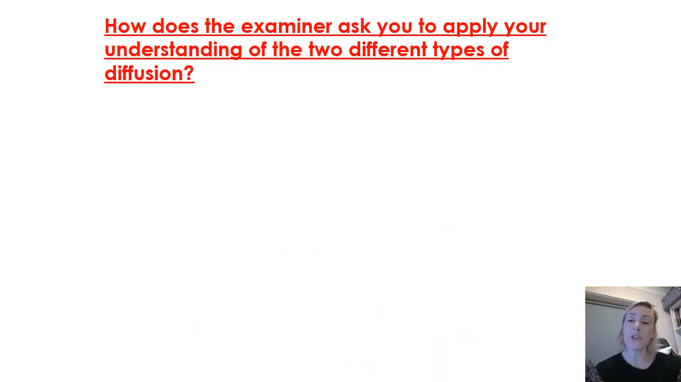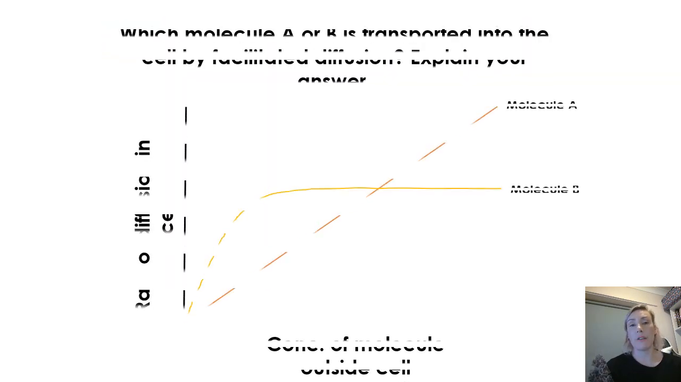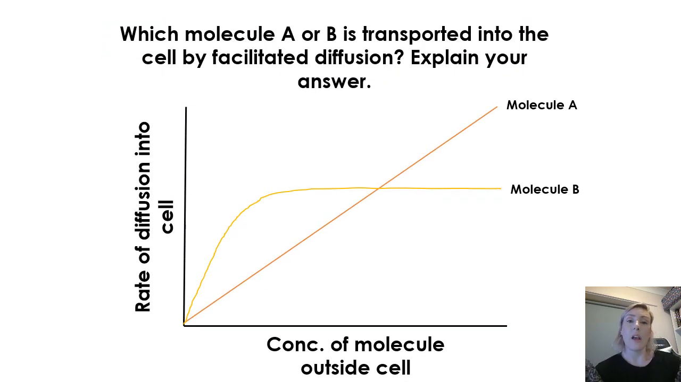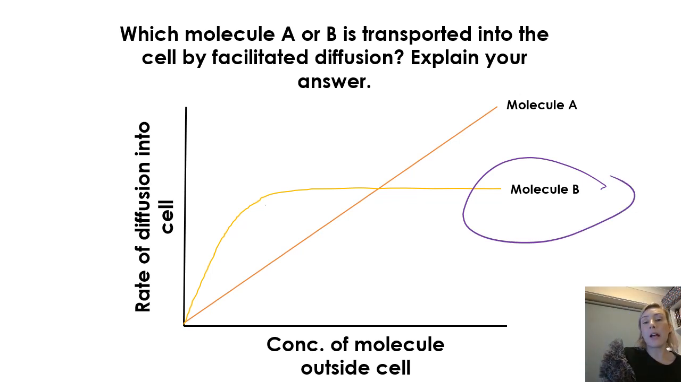So how does your examiner ask you to apply your understanding of these two different types of diffusion? Let's have a look at this graph here. Which molecule, A or B, is transported into this cell by facilitated diffusion, do you think? Explain your answer. Stop the video now and have a go. Okay, so you should have picked B. And it's because of the plateau.